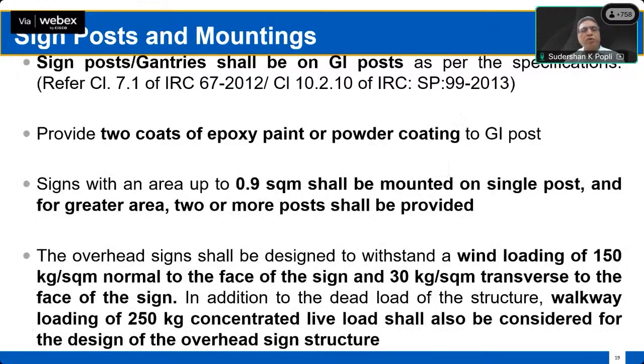The sign post and gantry shall be GI post, and 2 coats of epoxy paint or powder coating on the GI post shall be done. A sign having an area of 0.9 square meter can be mounted on a single pole. Other signs should be mounted on 2 poles only. And the gantry, whatever is to be designed, should be designed for the wheel load and the live load. Both are to be considered for design of the gantry.